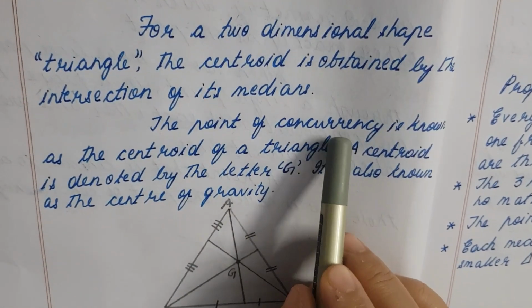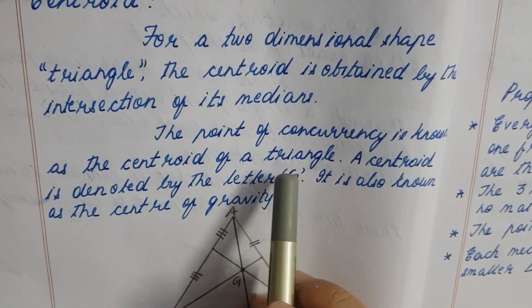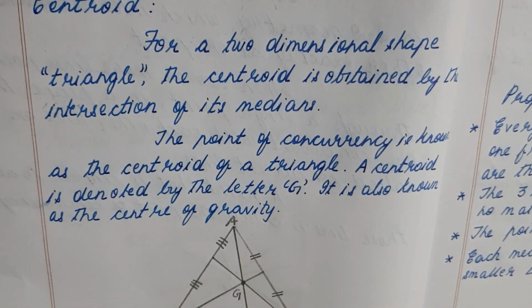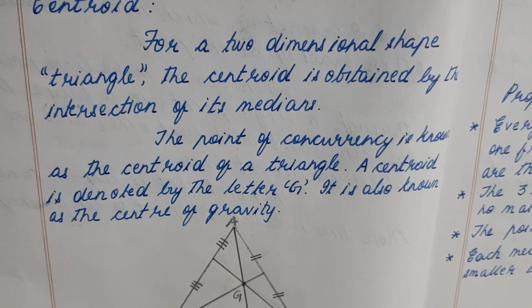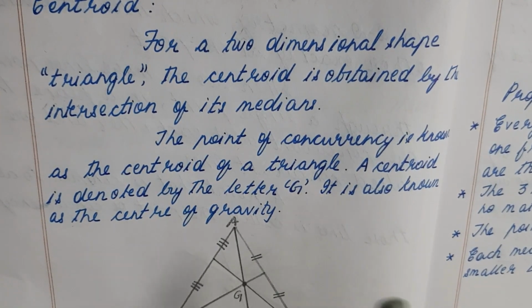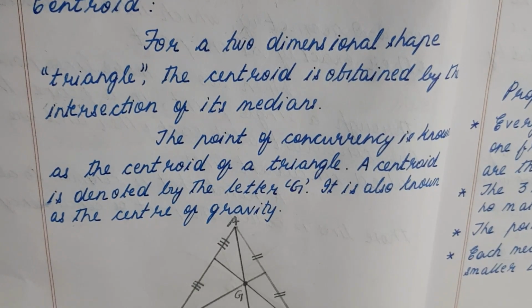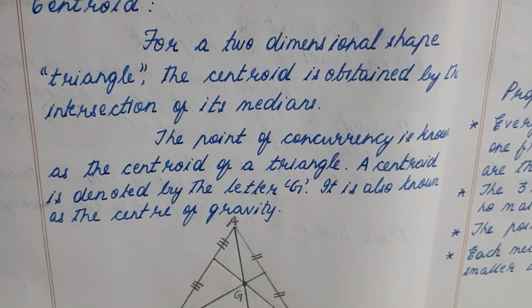The point of concurrency is known as the centroid of a triangle. So இப்போ தான் நம்ம பார்த்தோம் இல்லையா concurrency, where all the lines meet at one point இல்லையா, that is called as point of concurrency. அதாவது காமன், எல்லா லைன்ஸ்க்கும் ஒரு காமனான பாயிண்ட் தான் is point of concurrency. So அதே தான் is known as the centroid of the triangle also.